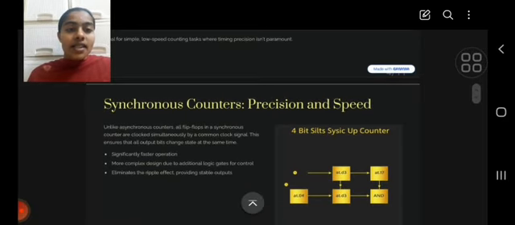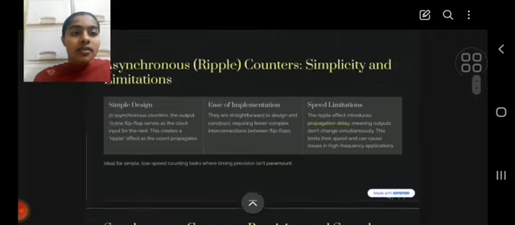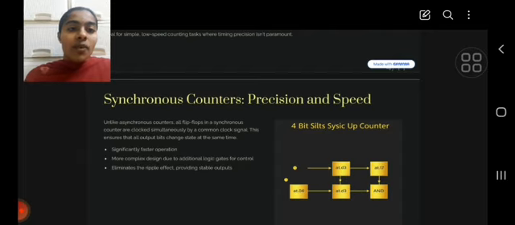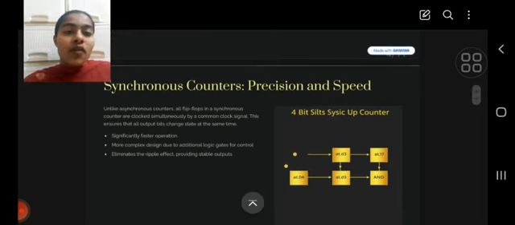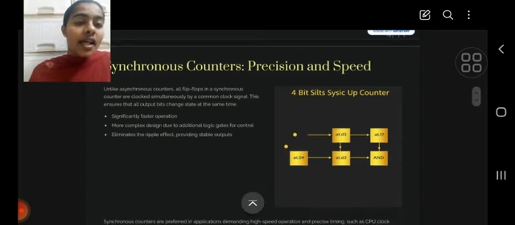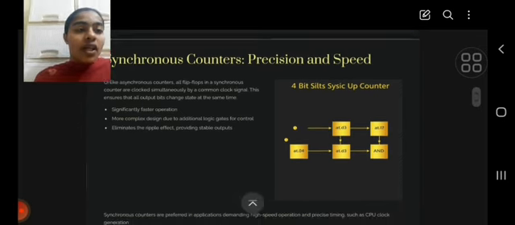Second one is synchronous counter. Unlike asynchronous counters, all flip-flops in a synchronous counter are clocked simultaneously by a common clock signal. This ensures that all output bits change state at the same time. It has faster operation, and a more complex design due to the additional logic gates for control. It eliminates the ripple effect, providing stable outputs. This diagram represents a 4-bit up counter.